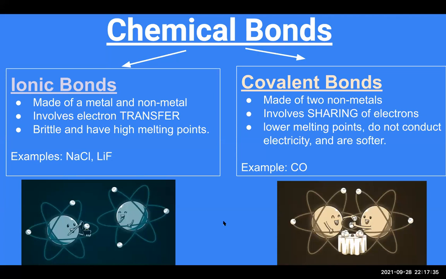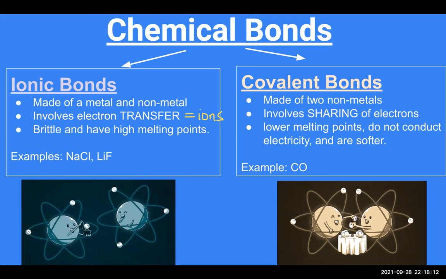So just a quick review again, the difference between ionic bonds and covalent bonds. Ionic bonds are made of metals on the left side of the periodic table and a nonmetal on the right side of the periodic table. So you can really tell what kind of bond it is by looking at the location of these elements in the periodic table. With ionic bonding, it does involve electron transfer. And when that happens, we get charged particles. So we get ions that form.